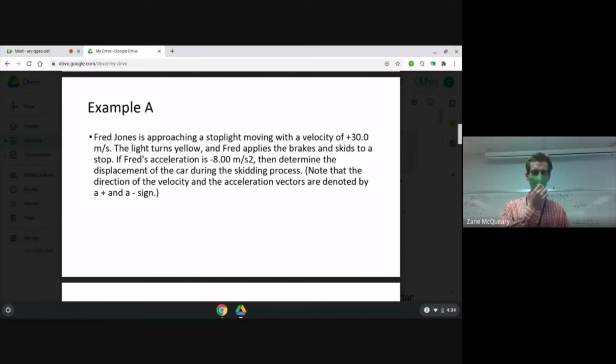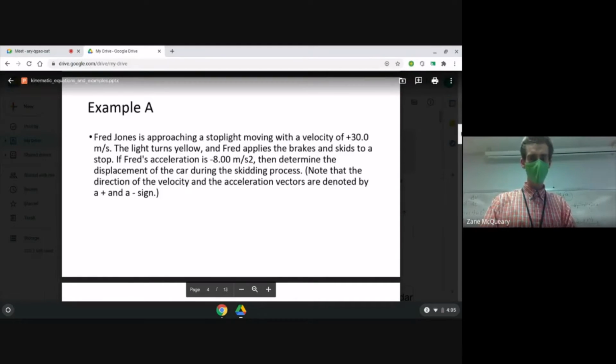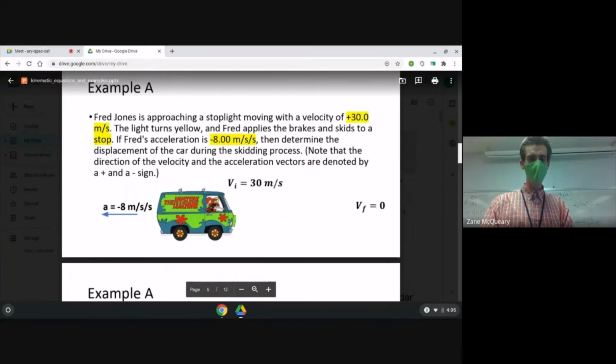As we read through this, it says that Fred is applying the brakes and he skids to a stop. Now, hopefully, if you're going at a stoplight, you eventually come to a stop, right? You want your final velocity to be 0, to be at rest. So the third thing we need to write down for our givens is that V_f is equal to 0. All right.